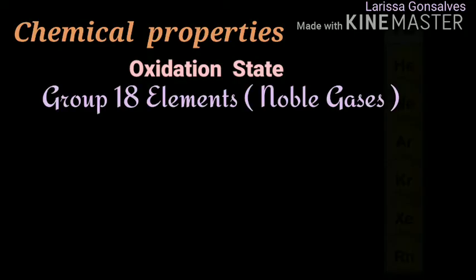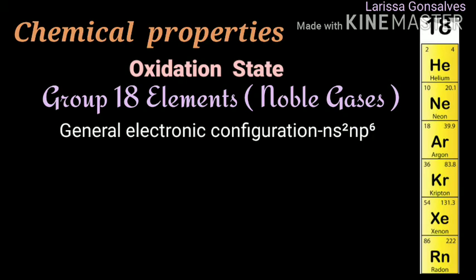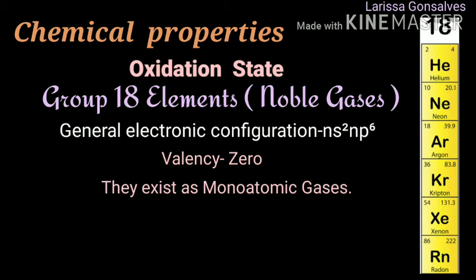Next are the oxidation states of group 18 elements, which are also called the noble gases. Group 18 elements have a stable electronic configuration of ns2np6. Hence, they have no tendency to either gain or lose electrons, and that is why their valency is 0. And also they exist as monoatomic gases.